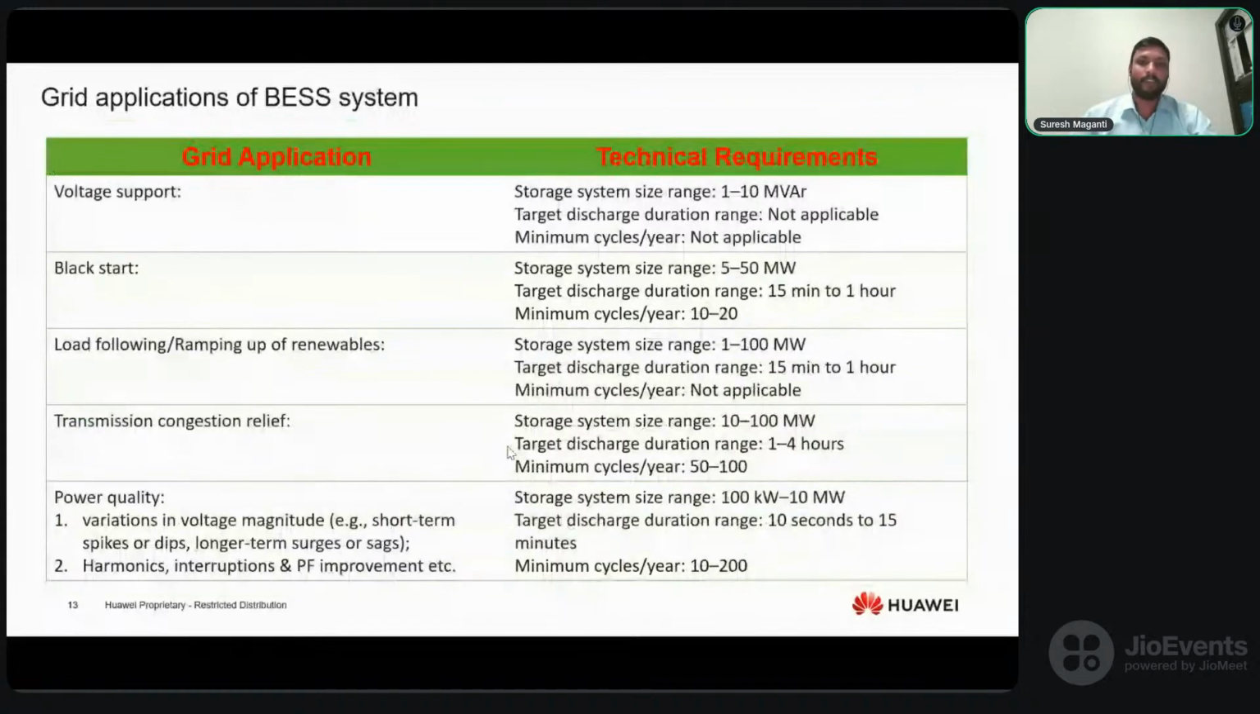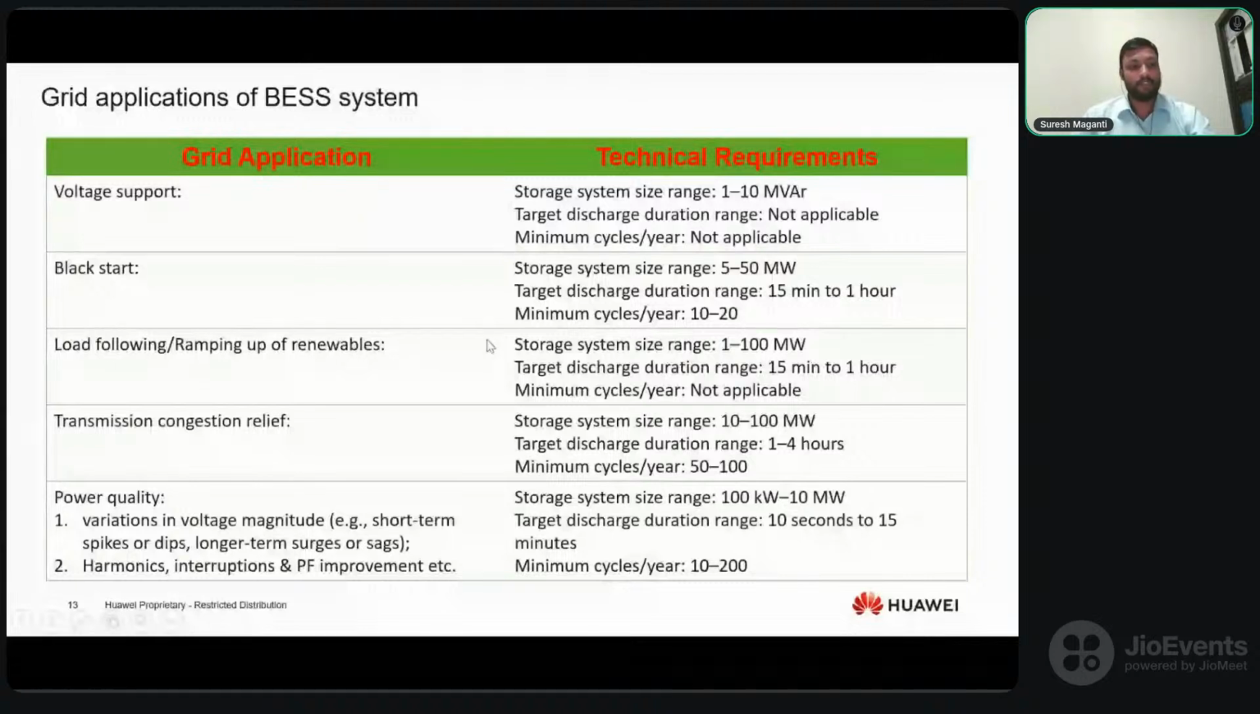Yeah. So previously I talked about the voltage support, using the battery energy storage system. Yes, we can use it for voltage support as well. Another important application of battery energy storage system is black start, which is very much in demand right now. And the next application is load following or ramping up of renewables. This is one of the important applications.